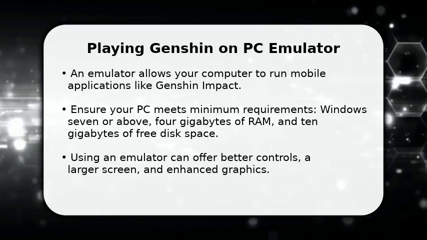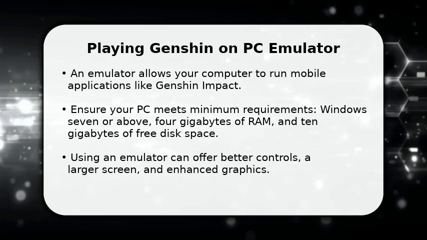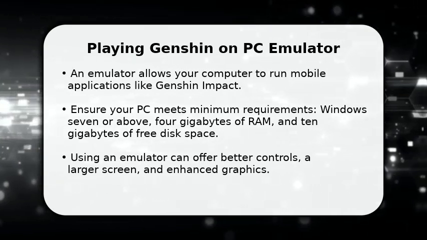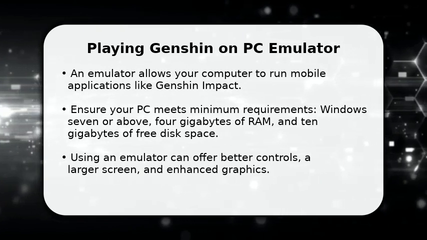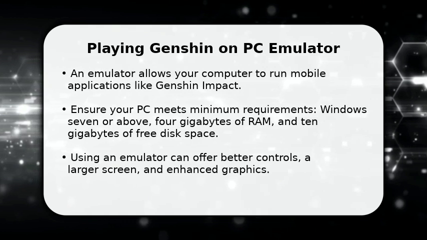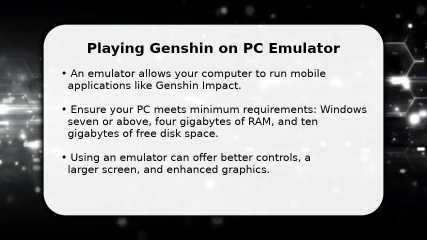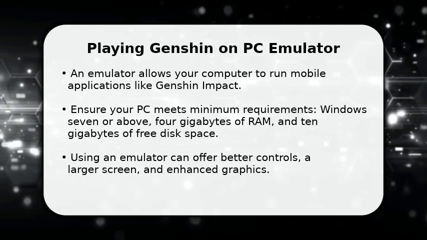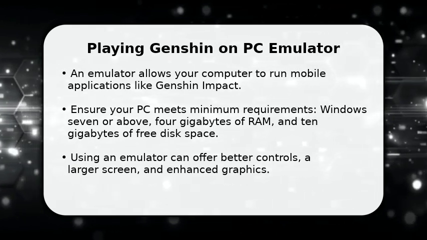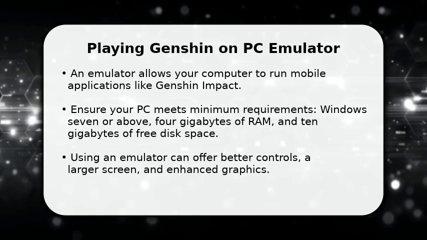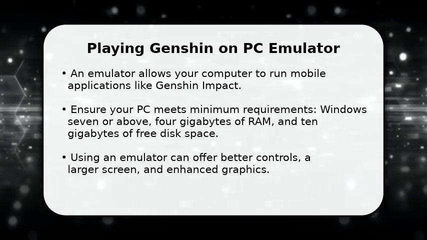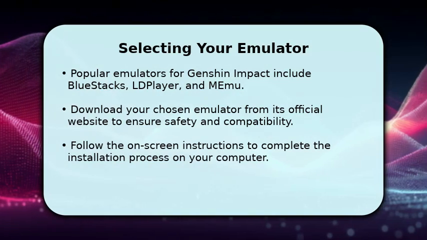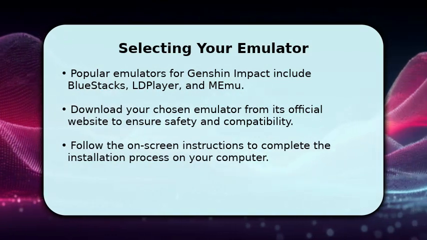In this video, I will explain how to play Genshin Impact on a PC emulator. First, understand that an emulator lets your computer run mobile apps, giving you a larger screen and better controls for games like Genshin Impact. Before starting, check your PC specifications. You will need at least Windows 7, 4 GB of RAM, and 10 GB of free disk space for the emulator and game. Next, you need to choose and install an Android emulator.